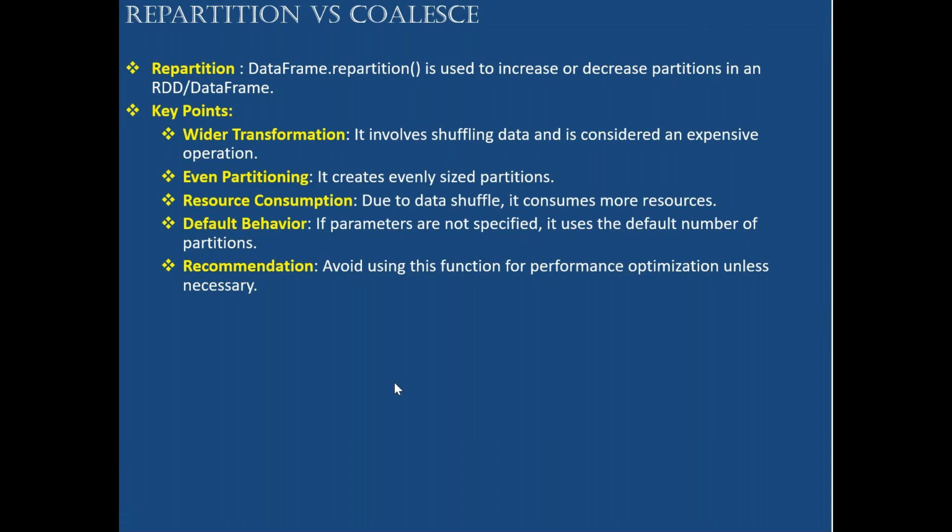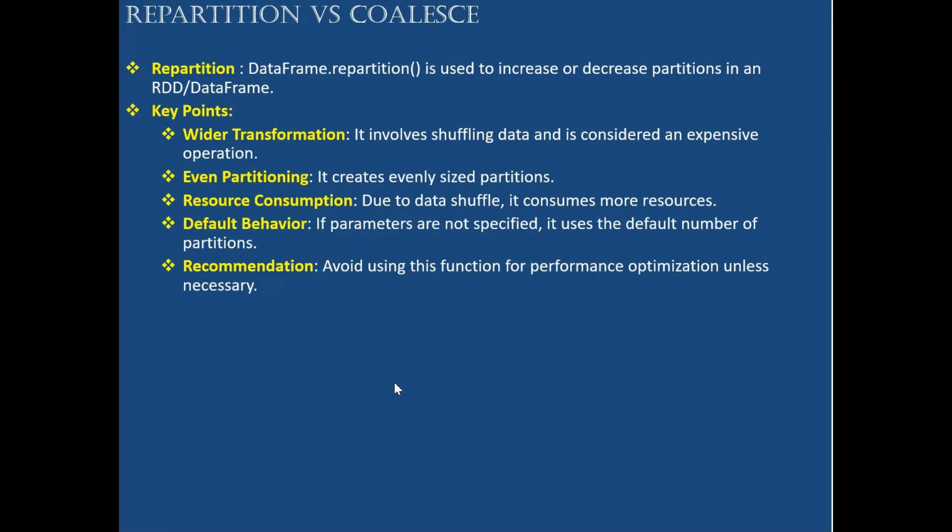So repartition creates evenly sized partitions. Evenly sized partitions means if you have 100 records and you divide into 4 partitions, it makes sure 25, 25, 25, 25 is divided. It will not divide like one partition with 50 records, second partition 30 records, the next two partitions 10 records. No, it will not do that.